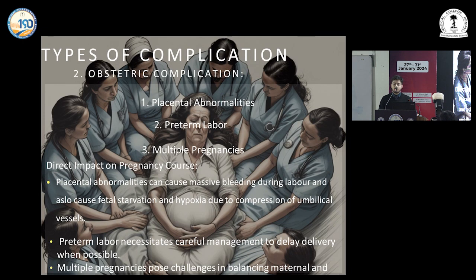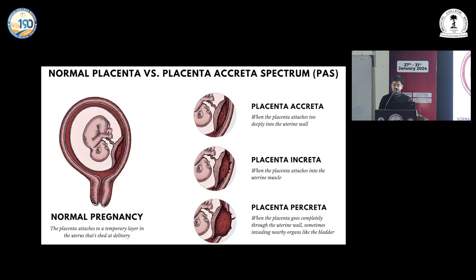Then we have the second kind of complication, that is obstetric complication. The first one is placental abnormalities. The complications include placenta accreta, placenta increta, and placenta percreta. In accreta, the placenta is deeply attached to the uterine wall. In increta, it attaches to the uterine muscle, the myometrium. And in percreta, it completely pervades the uterine muscle and the uterus itself and attaches to other tissues like the bladder.